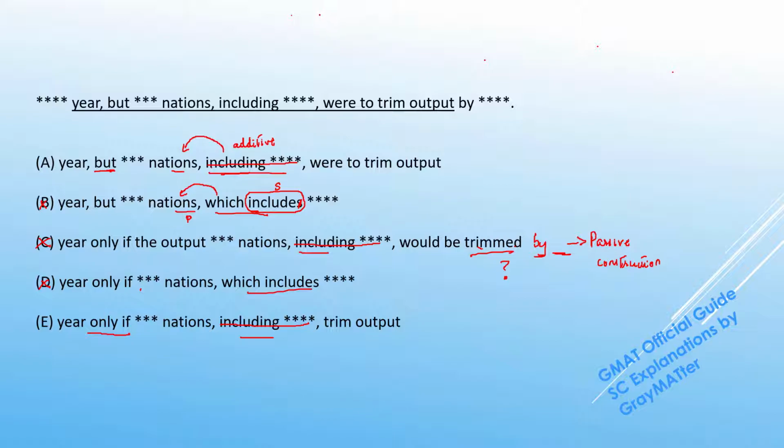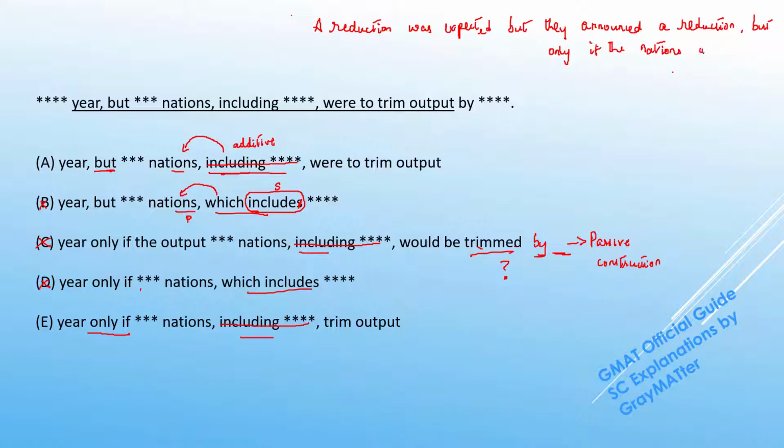So if we go by the sentence in the non-underlined portion, we see that the logic actually reads that a reduction was expected, but they announced a reduction, but only if the nations were to trim output. So this is A's construction.